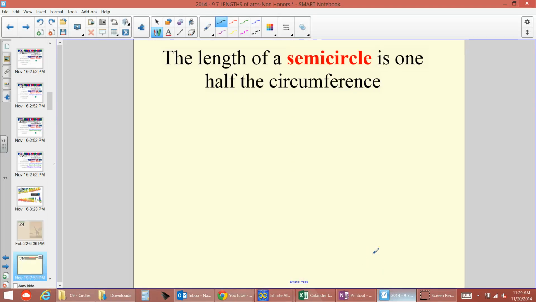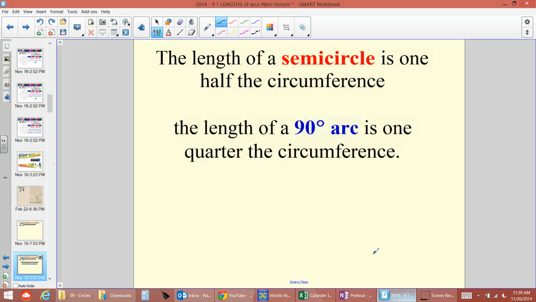You can ask questions from the internet. So the length of a semicircle is 1/2 of the circumference. If the circumference is 2 pi, then the length of a semicircle is 1 pi. And the quarter, or 90-degree arc, is 1/4 of that amount, so it would be 1/2 pi.